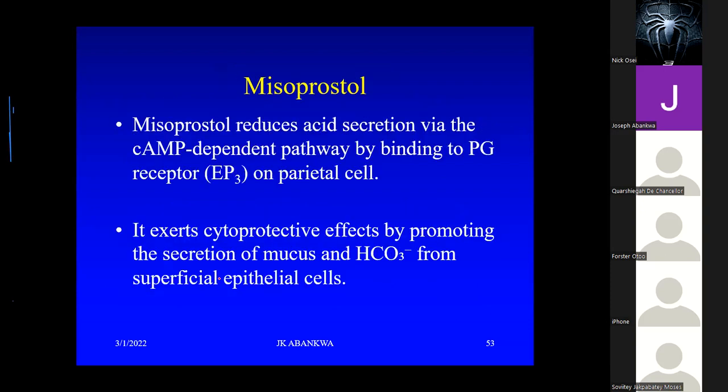Okay. Misoprostol reduces acid secretion via the cAMP-dependent pathway by binding to the prostaglandin receptor EP3 on parietal cells. The receptor EP3, anytime you see cAMP, it means that it's a G protein coupled receptor. Now, what does it do? It exerts a cytoprotective effect by promoting the secretion of mucus and bicarbonate from superficial epithelial cells.